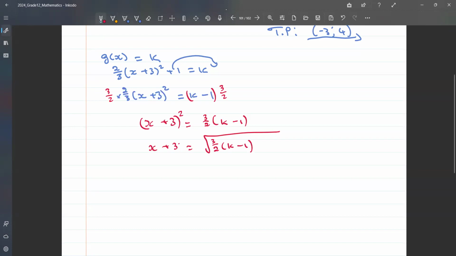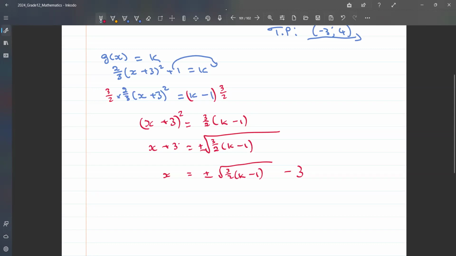Whatever we are going to get on this side is plus or minus, so x equals plus or minus the square root of 3 over 2 into k minus 1, and then minus 3. But the question wants us to find for which values or value of k the solutions will be unequal.